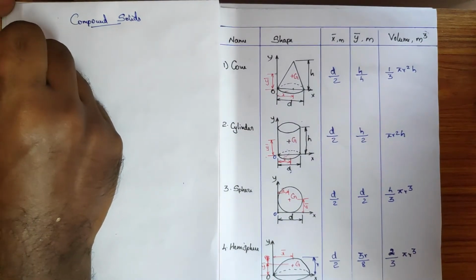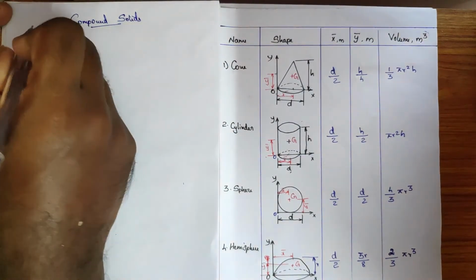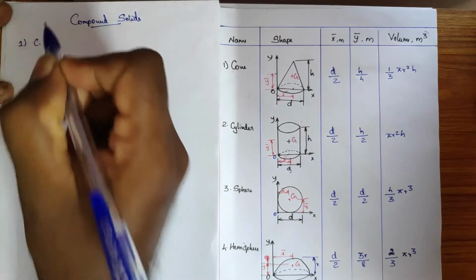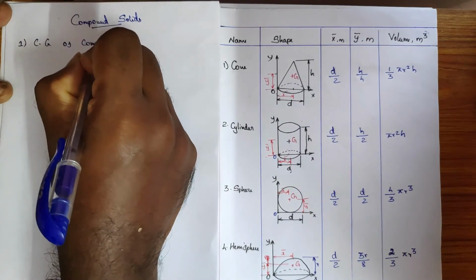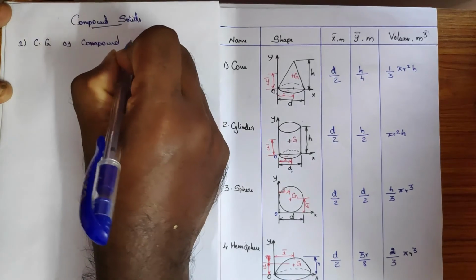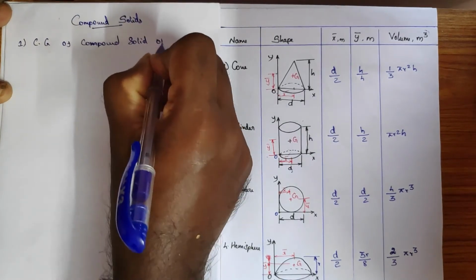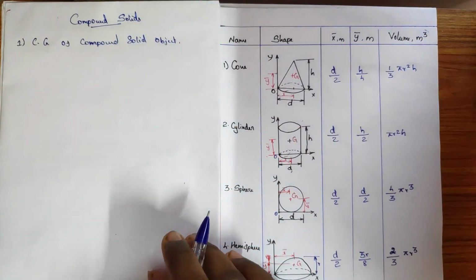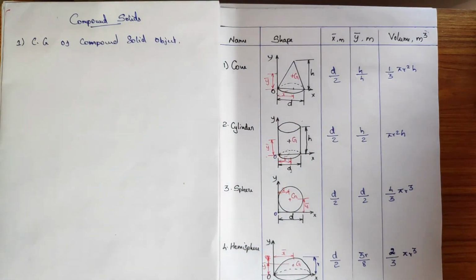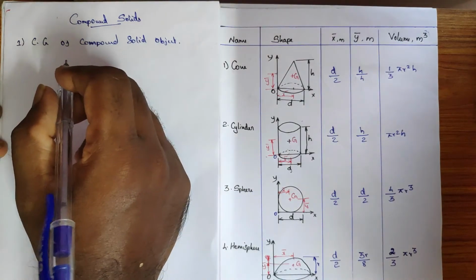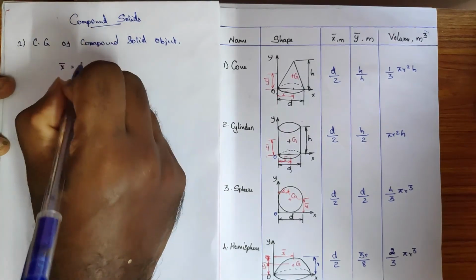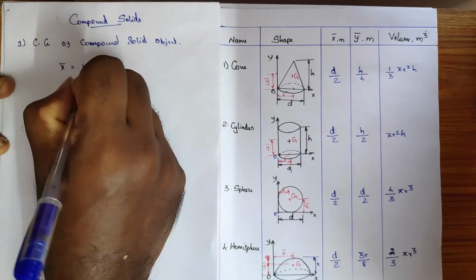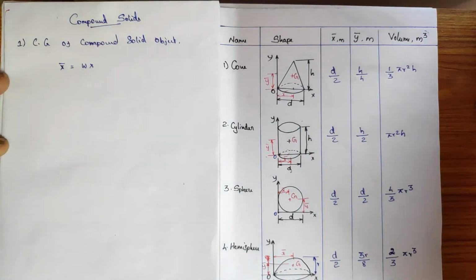first one is center of gravity CG of compound solid object. There actually in the centroid it's a plane figure, so area is a concern. Here it's an object, so here weight is a concern. So when you are taking the first moment, it will be W into x perpendicular distance.